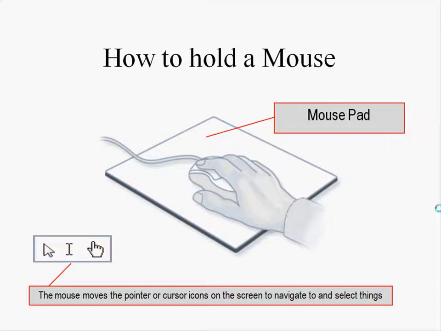Now, you can go ahead and lay your hand on the mouse and move it around. On the screen in front of you, you should be able to see a cursor or a pointer that looks like one of the ones shown on the screen here.